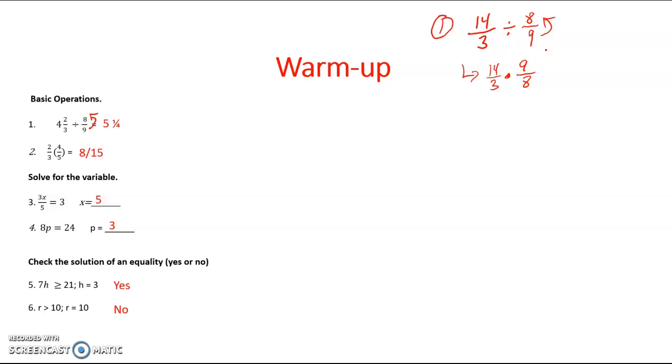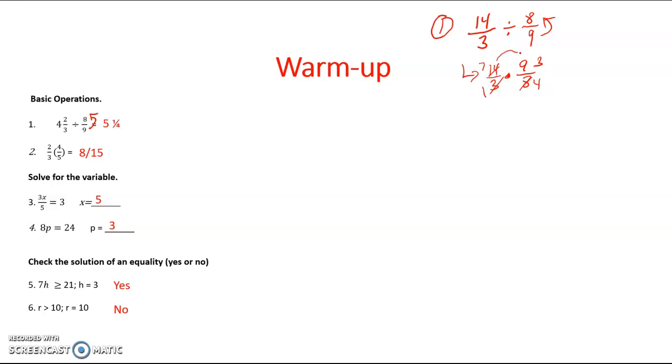So I'm going to first look at the 3 and the 9. I can reduce 3 and the 9 because 3 is a factor of 9. So therefore I can divide both by 3 to simplify those. So 9 divided by 3 would be 3. 3 divided by 3 is 1. Okay, so I can do the same thing with 14 and 8 because 14 and 8 have 2 as a common factor. So I'm going to divide both by 2 and I get 4/7.